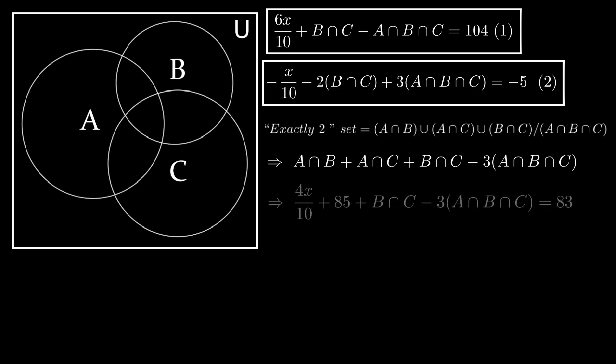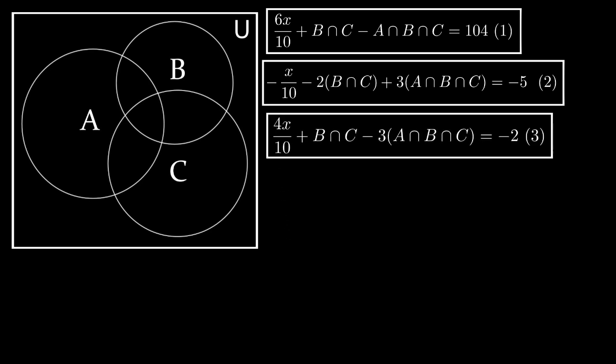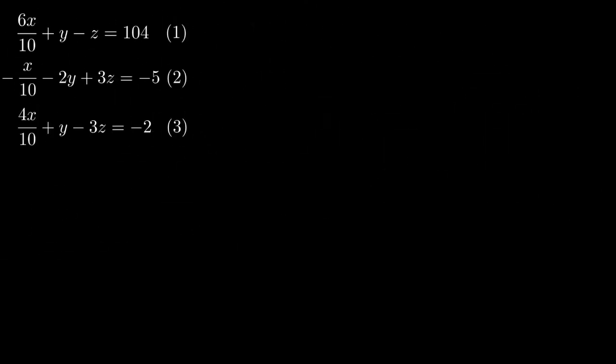And we plug in the initial conditions like we did before, and we get 4x over 10 plus 85 plus B intersection C minus 3 times A intersection B intersection C equals 83. And this is our third equation. So now we have 3 equations. For brevity's sake, let's call B intersection C y, and A intersection B intersection C equals z. So now we have this system of equations to solve.